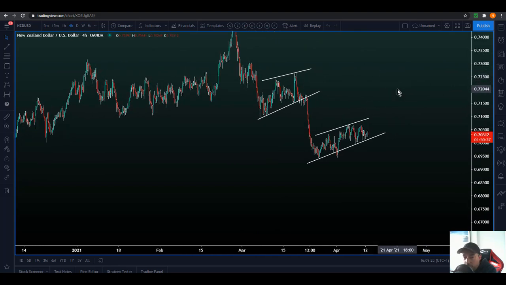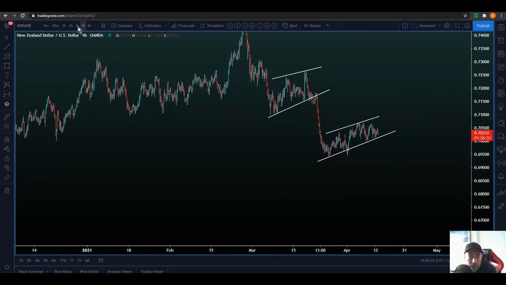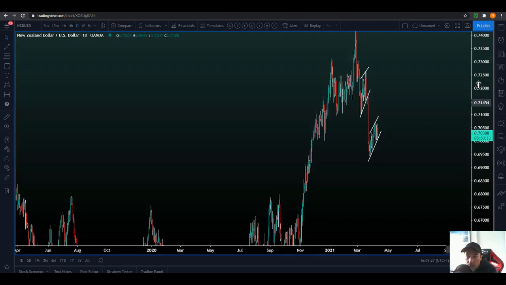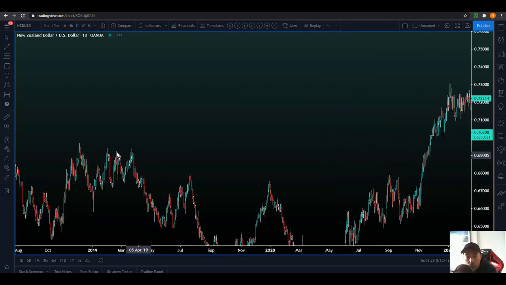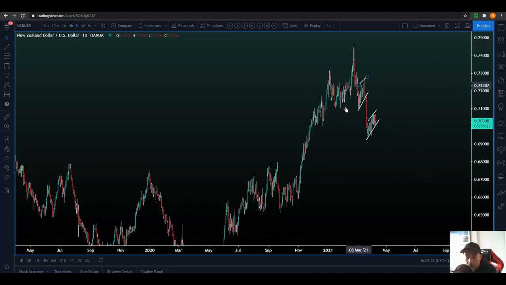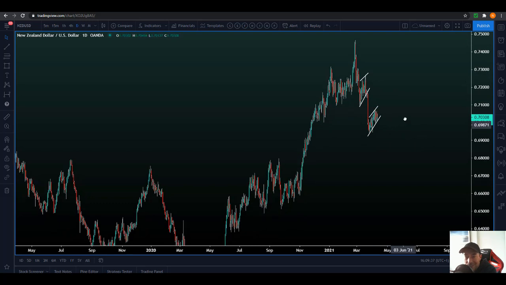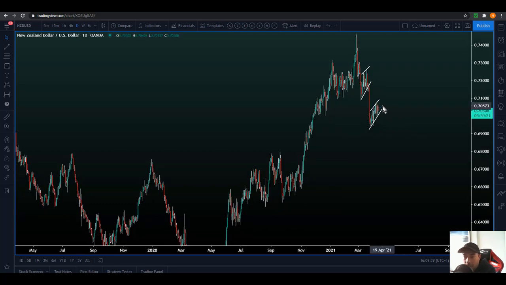But very interesting area, because we're at an area which was, like I say, resistance here on the daily time frame. We're now testing it, but this does look like a correction. It looks like it wants to drop lower, so we're going to see if that happens.